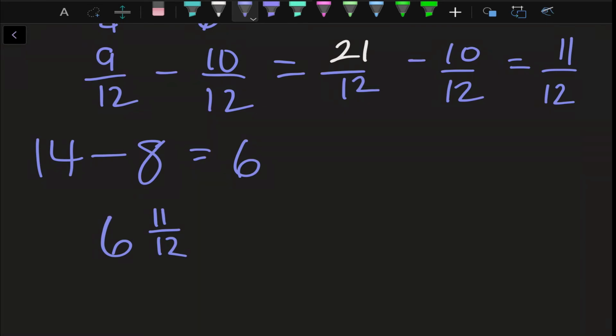And that's a proper fraction, so it doesn't need to be switched, which means this is in lowest terms, and therefore the correct answer. Okay?